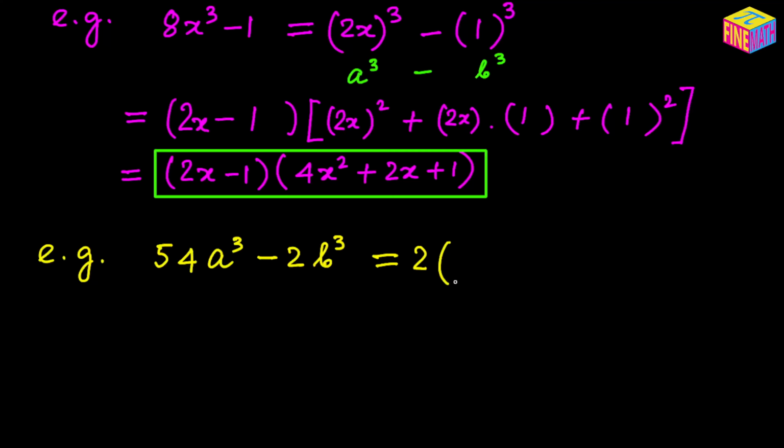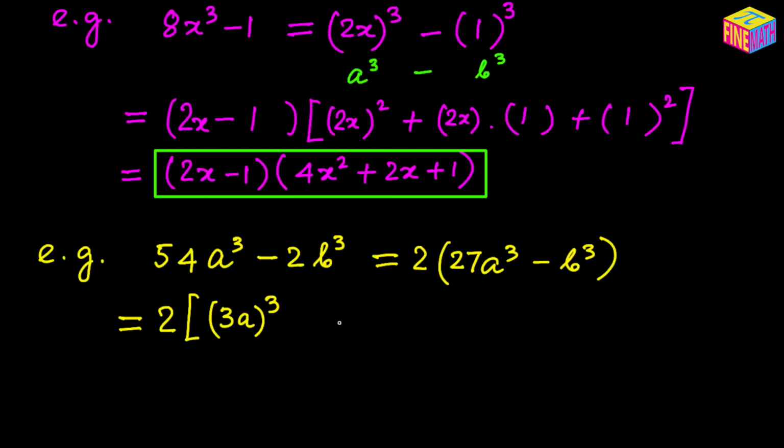If we take 2 outside, we are left with 27 times a cubed minus b cubed. And can we write it like this? 27 times a cubed can be written as 3 times a whole cubed, and then minus b cubed. Now you see inside the bracket we have a nice form which looks like a difference of two cubes, 3 times a whole cubed minus b cubed. If we assume that this is our a and this is our b, then we clearly have an a cubed minus b cubed form. So this can be converted into the factored form.